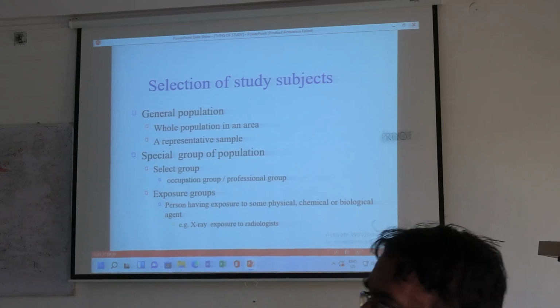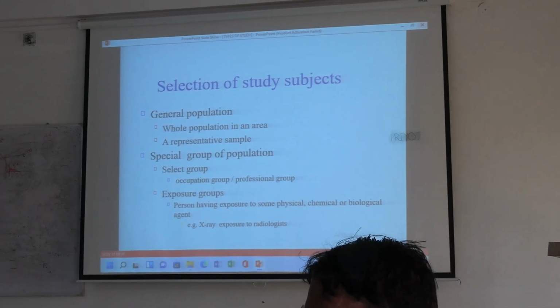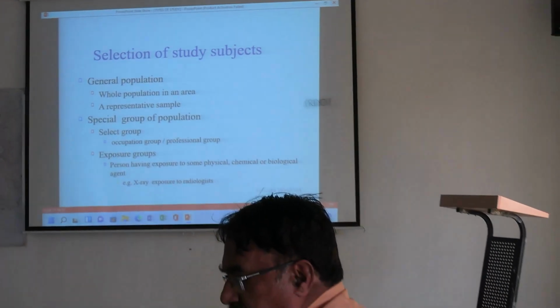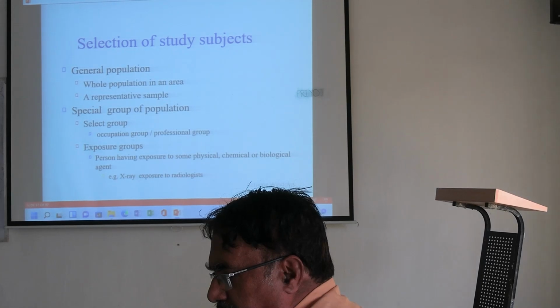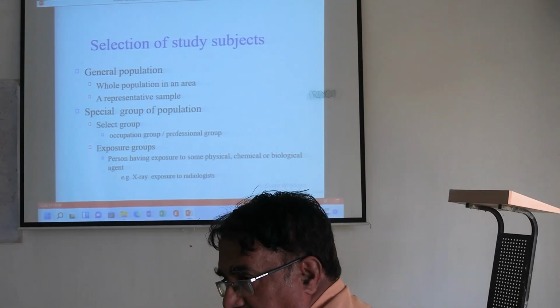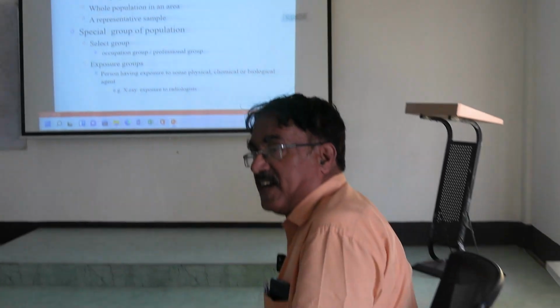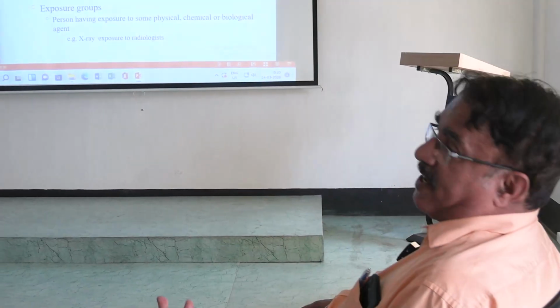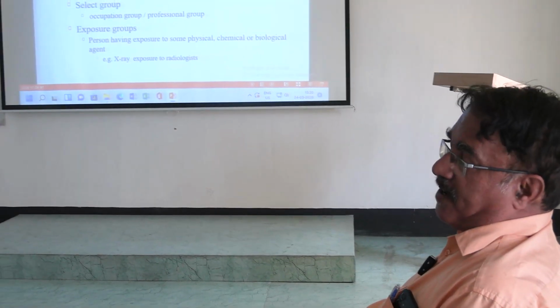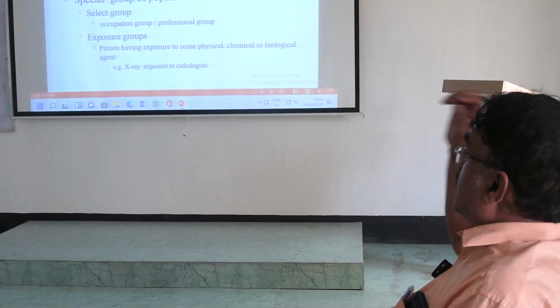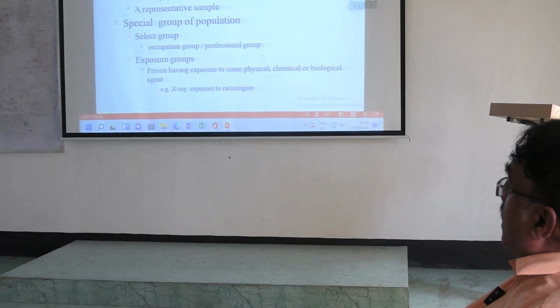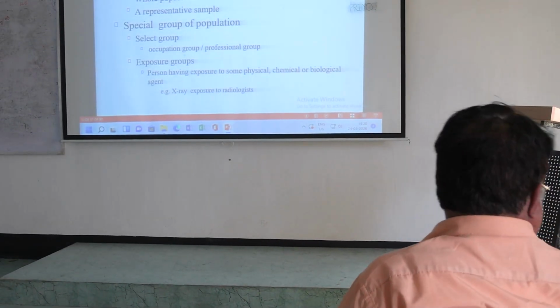Now, what could be the reason? Like a professional singer, for example, a good professional singer, can suffer later from laryngitis. He could suffer later from cancer also. So you can take an occupation group, like singers, dancers, etc. Exposure groups are people who have exposure to some physical, chemical or biological agent.